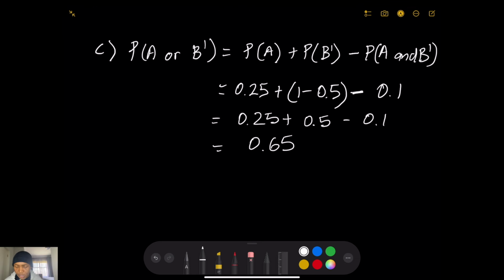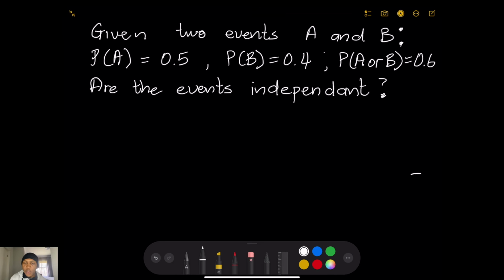Okay, right. I just want to take one last exercise that looks a little bit different, and then we call it a day. All right, now let's look at our second example. They gave us two events again. Given two events, A and B, they tell us that the probability of A is 0.5, the probability of B is 0.4, and the probability of A or B is 0.6.